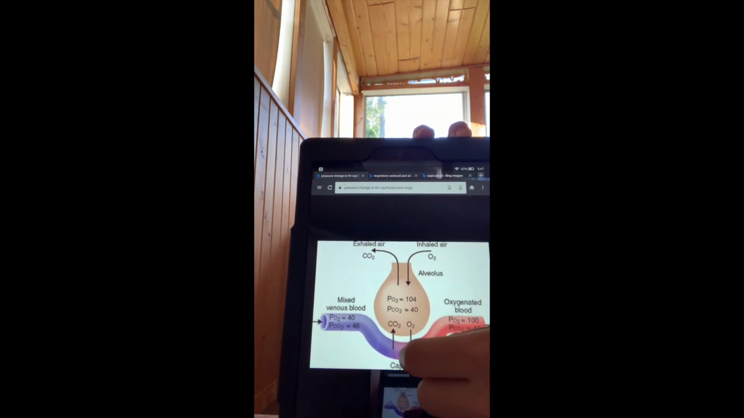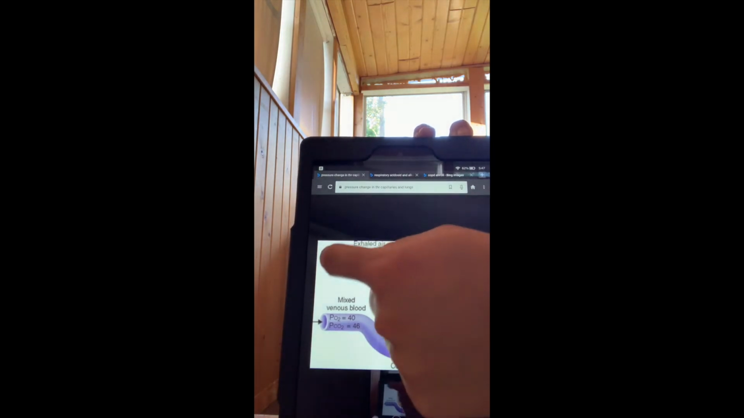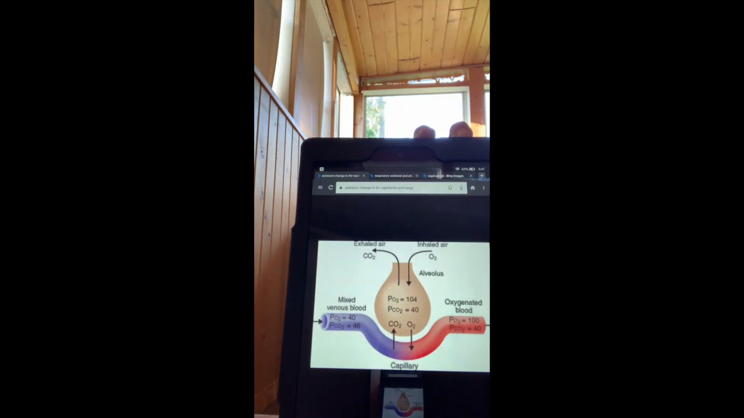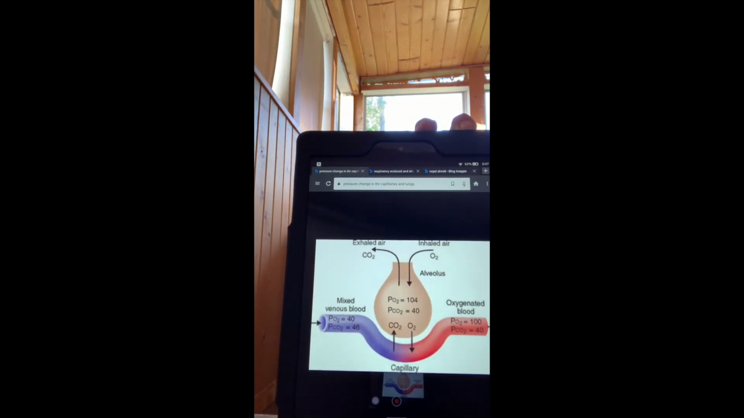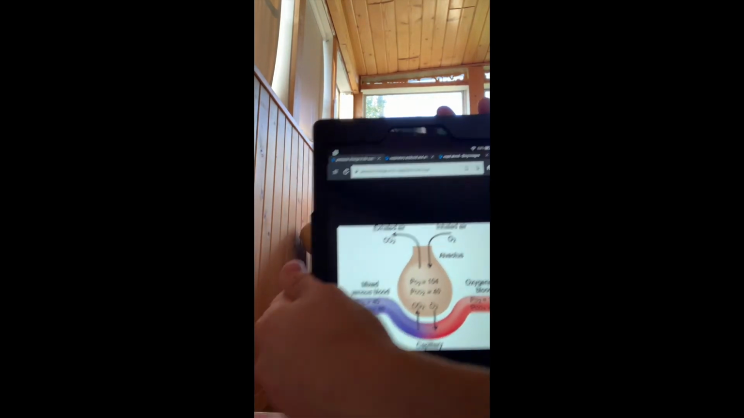So then some of the carbon dioxide is leaving, so that's the stuff that we breathe out, get rid of that waste. And then oxygen that we bring in causes the larger pressure there, which then goes and oxygenates our blood and goes to the rest of our body.